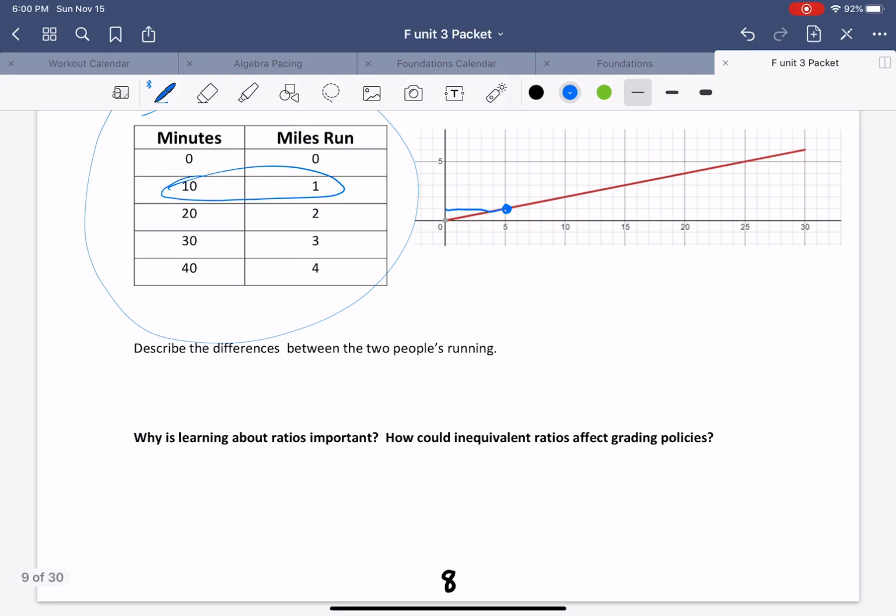So, I want you to stop and think for a minute. Why is learning ratios important? Not just for a grading project, but in general. Why would knowing equivalent ratios be helpful? What sort of real-world activities would I need to know equivalent ratios? Then, how could inequivalent ratios affect grading policies, either positively or negatively?